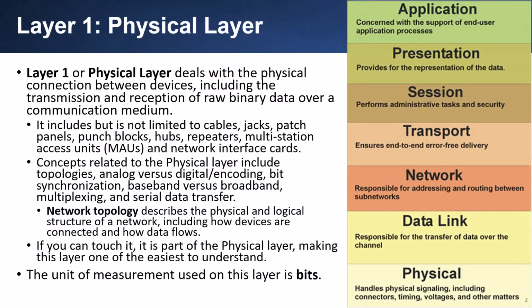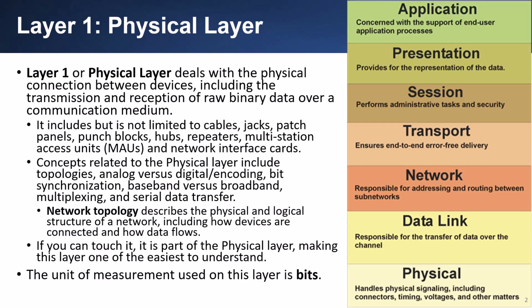Layer 1, or physical layer, deals with the physical connection between devices, including the transmission and reception of raw binary data over a communication medium. It includes, but is not limited to, cables, jacks, patch panels, punch blocks, hubs, repeaters, multi-station access units or MAUs, and network interface cards. Concepts related to the physical layer include topologies, analog versus digital, encoding, bit synchronization, baseband versus broadband, multiplexing, and serial data transfer.